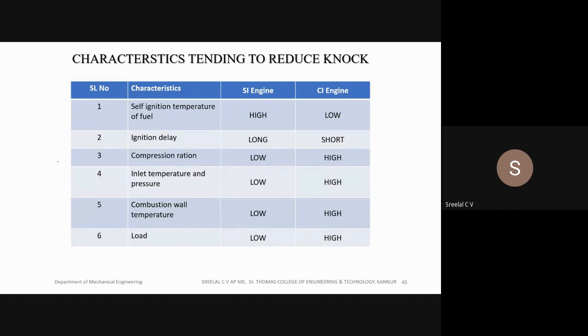Okay, so for the self ignition temperature of the fuel, in the SI engine it must be high, compared to the CI engine where it is low. So all the factors are changing.